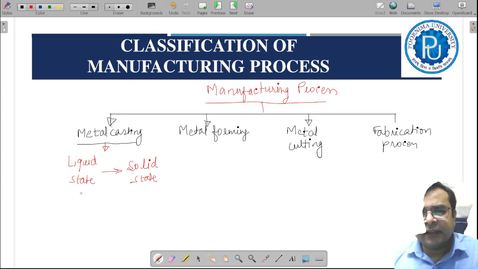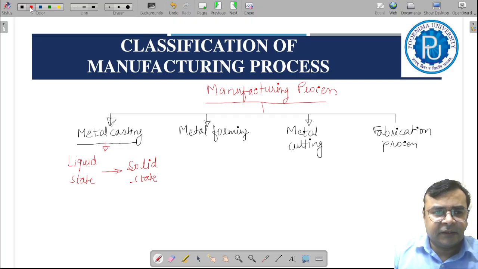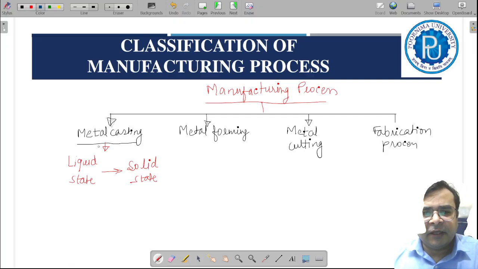And since in this we use liquid metal, therefore it is able to produce very complex objects. Is it right? As we know, liquid can occupy any shape and size of where we pour it. Okay. So that's why this is a very versatile process, which can produce very complex objects. Next one is the metal forming process.